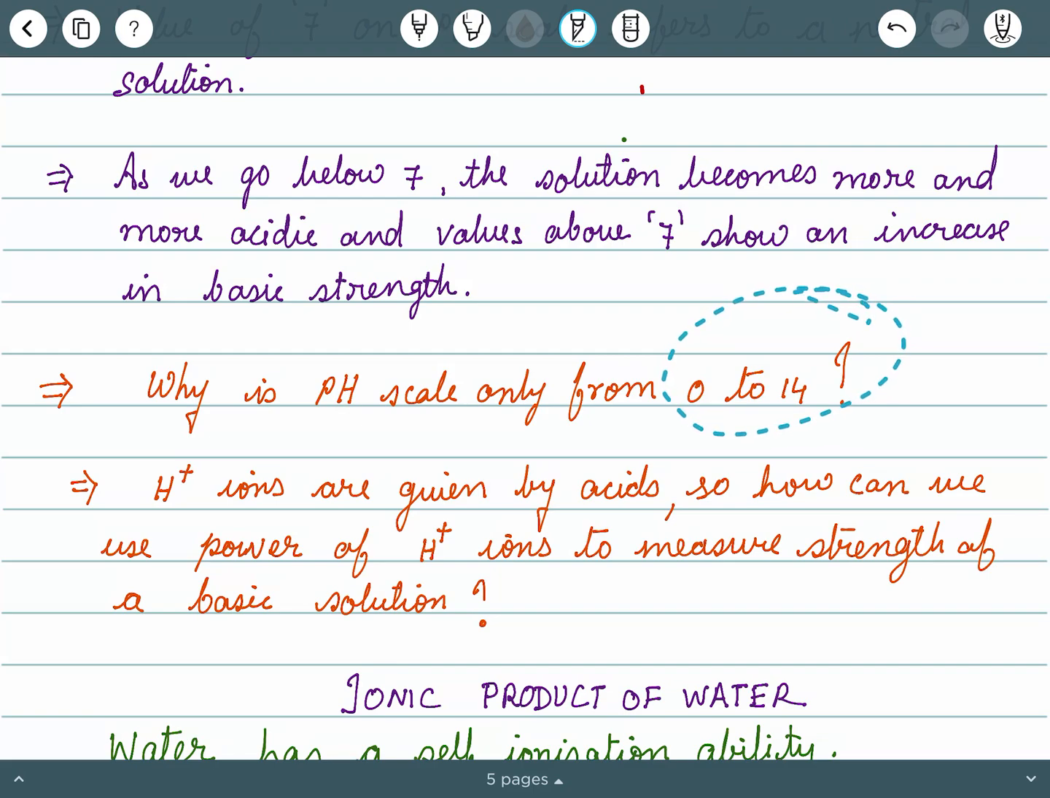The second very interesting question would be that H+ ions are given in a solution only by acids. So if H+ ions are given only by acids, how can we use the power of H+ ions to measure the strength of a basic solution? Because we know that we use pH to measure the strength of both acids as well as bases.